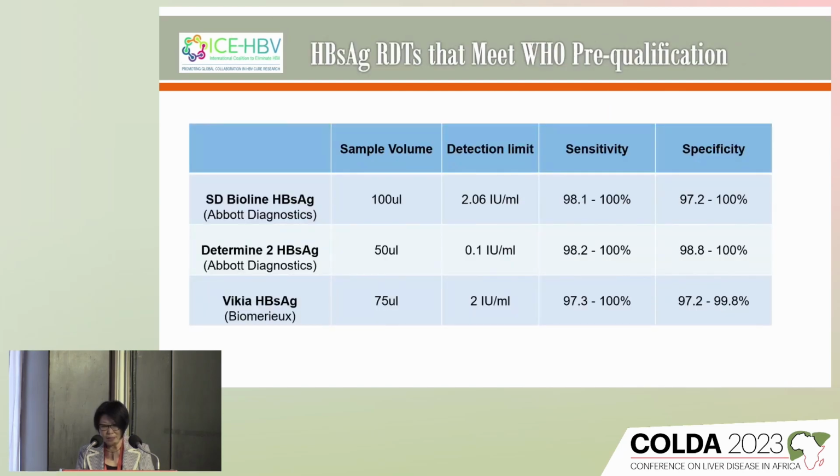With that in mind, there are currently 3 surface antigen rapid diagnostic tests that meet the WHO prequalification: the SD Bioline HBsAg, Determine 2, and also VICARE. All 3 of these assays require very little sample volume, have a very good detection limit between 0.1 to 2.06 IU per ml, and also have excellent sensitivity and specificity.